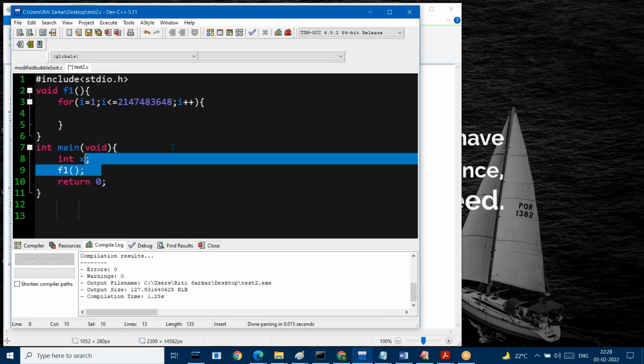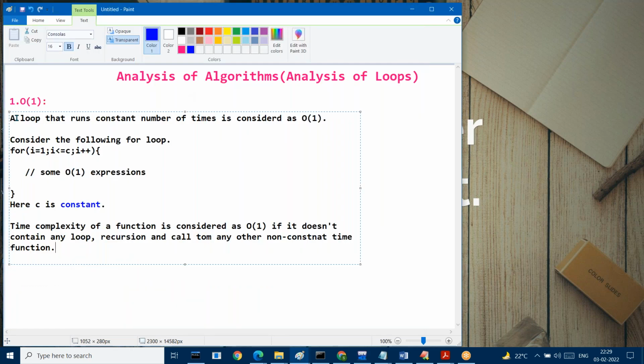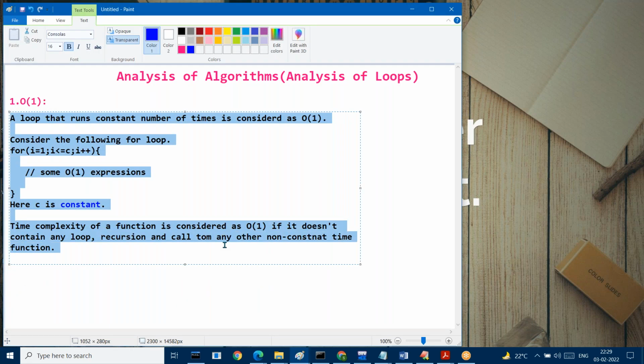Someone is asking, tell me the complexity of f1 function. Still big O of 1, sir. Still big O of 1. Now you got the clarity. In most programs, the loop is the dominant factor. That's why we never calculate every line's complexity. We see where the loop is and what the loop's complexity is. That becomes the function's complexity, because that is where the function spends most of its time.